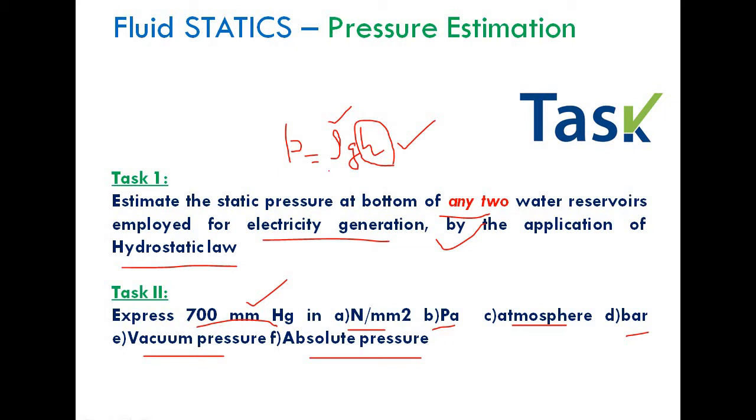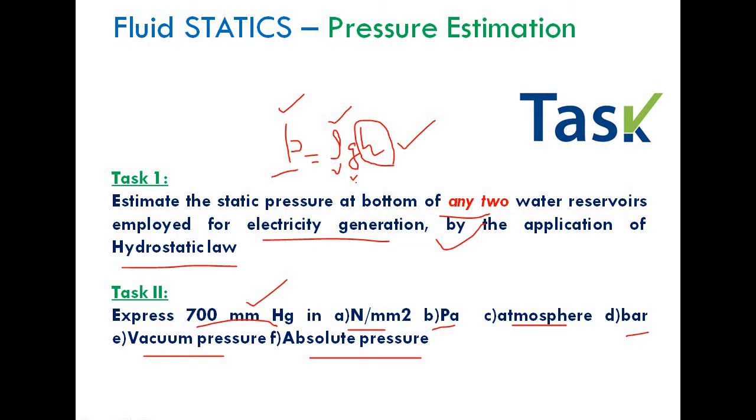So rho, you have to substitute the density of mercury, that is 13.6 into 10 raised to 3. G is 9.81. What is H? H is 700 millimeters. You can convert into meters, that is 0.7 meters. So you will get the corresponding P value. If you are substituting rho as well as H and G in SI units, you will get pressure P also in SI unit. What is SI unit of rho? It is kilogram per meter cube.